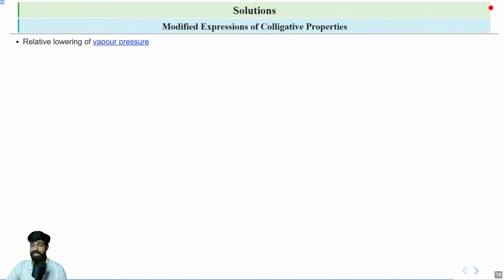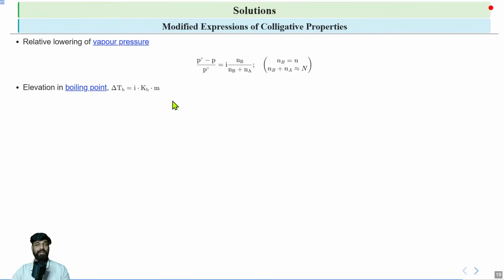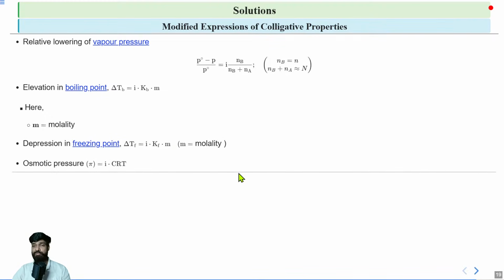So if this is clear to you, now we can write the modified expression for colligative properties which is applicable to those molecules which show association or dissociation. The first one is the relative lowering of vapor pressure. So what we do is we write the complete formula and we simply multiply by i here. Similarly, for elevation in boiling point, it will be delta Tb is equal to i Kb m, where i is the Van't Hoff factor, again m is the molality. Then similarly we can write it for freezing point, delta Tf is equal to i Kf m, where m is the molality, and third, osmotic pressure pi is equal to i CRT.